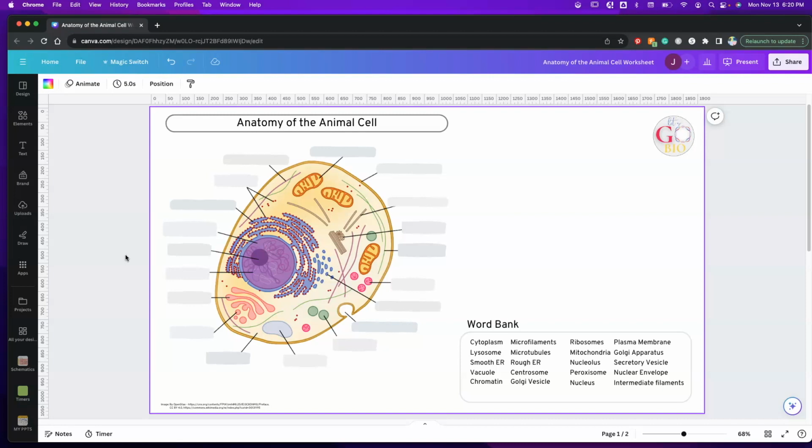On the bottom right, we have a word bank that I'm going to be using to populate those gray tabs that are surrounding the cell. Without further ado, let's go.